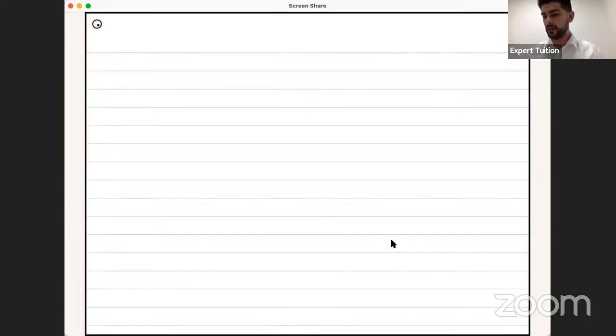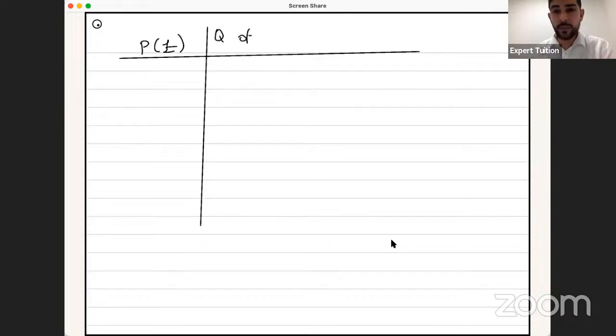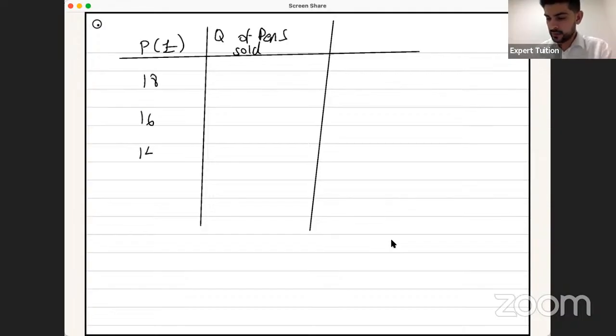I'm going to recreate it over here. So we have the following. Imagine they give you price in, let's say, pounds, and quantity of, let's do pens, quantity of pens sold. And they give you an extra column that is completely blank, obviously for your working out. And then you have the following information. So 18, 16, 14, 12, and we have 4,000, 5,000, 6,000, and 7,000 units, sorry.